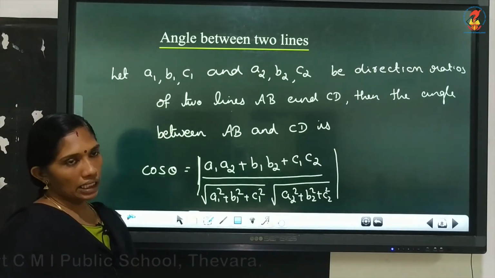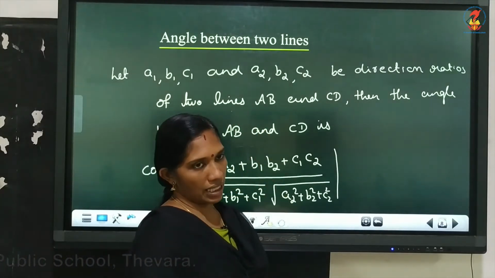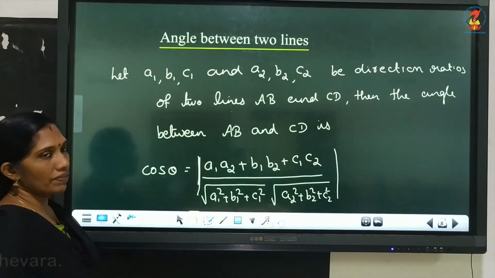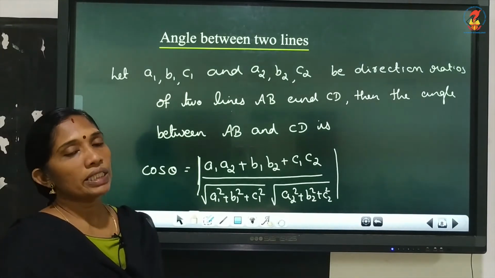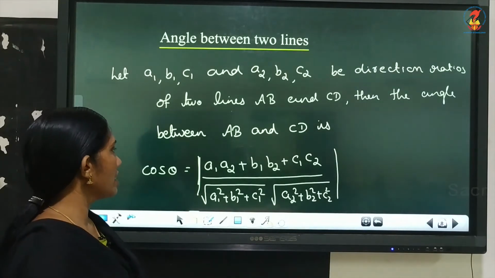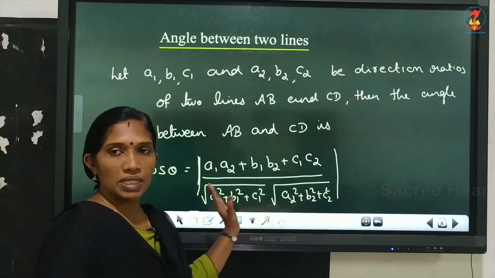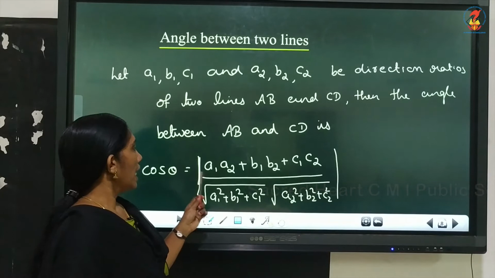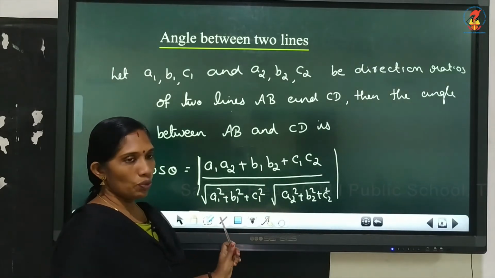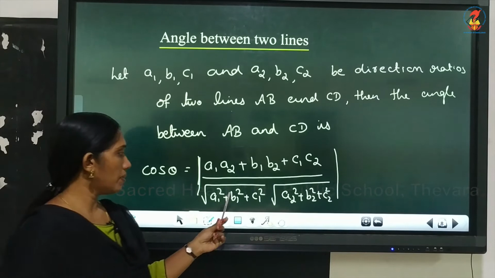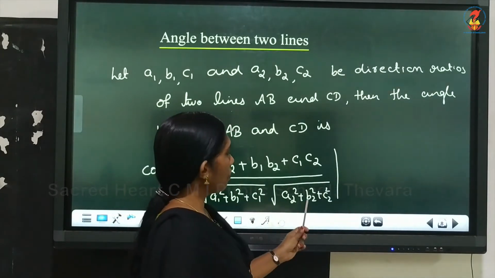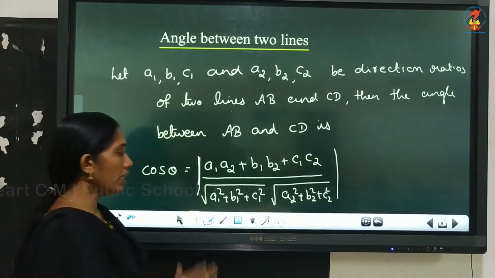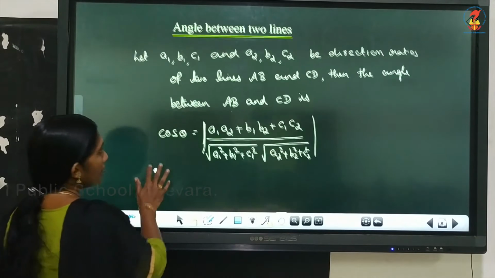The acute angle theta between the lines AB and CD, if the direction ratios are A1, B1, C1 and A2, B2, C2, then the angle between them, cos theta, is equal to modulus. Modulus means positive value only we are taking. Acute angle means cos theta positive. A1 A2 plus B1 B2 plus C1 C2 by root of A1 square plus B1 square plus C1 square into root of A2 square plus B2 square plus C2 square. Okay, here direction ratios are given, then this formula you have to apply.